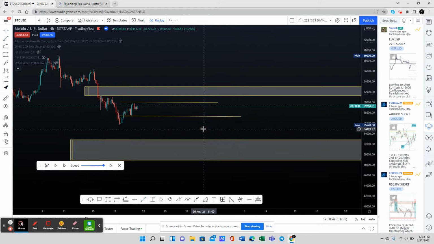So should we be trading right now? No. If we break above here and close above, we can look to maybe take price here. And if we break and close below here, we can look to take the trade down here.